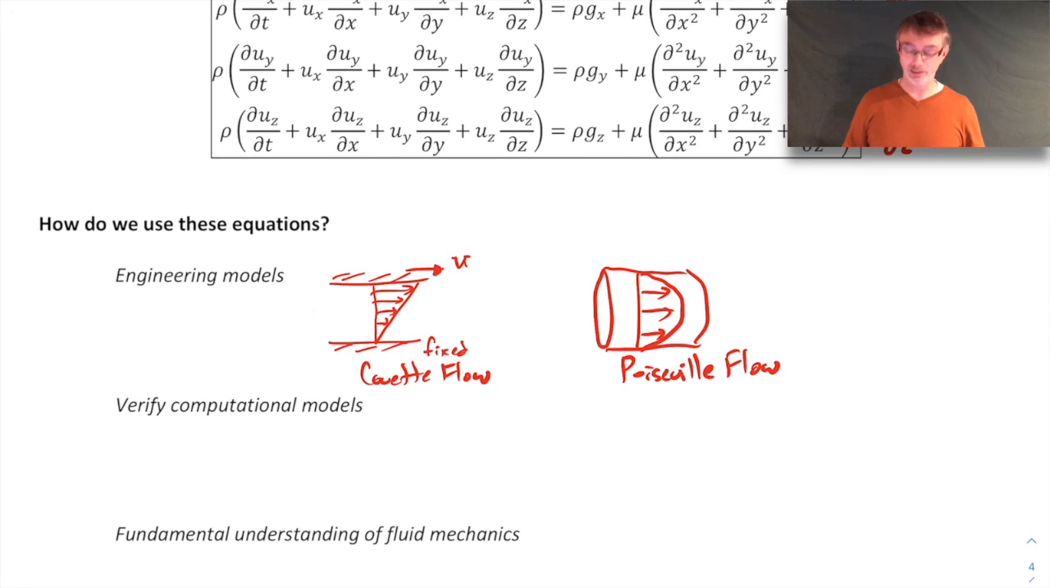We can solve that analytically with the Navier-Stokes equations. So then you use your CFD computation to solve for the same velocity profile, and you just double check that it matches. So it's a way to verify your CFD code, and if your CFD code matches the analytical solutions, then you have confidence that it's going to work for other more complex cases.